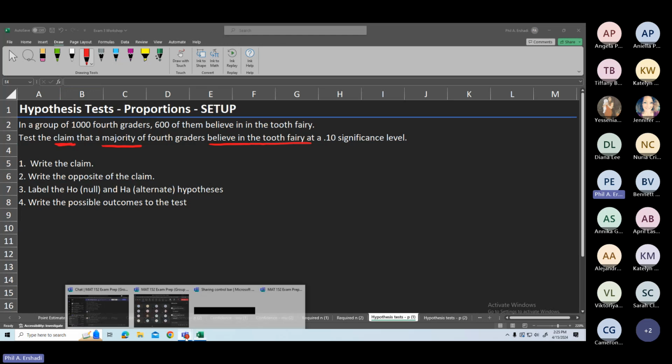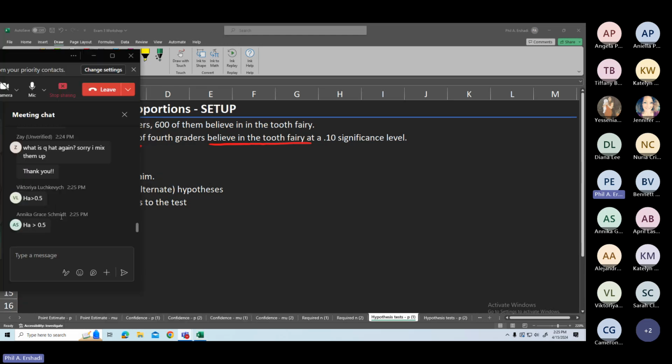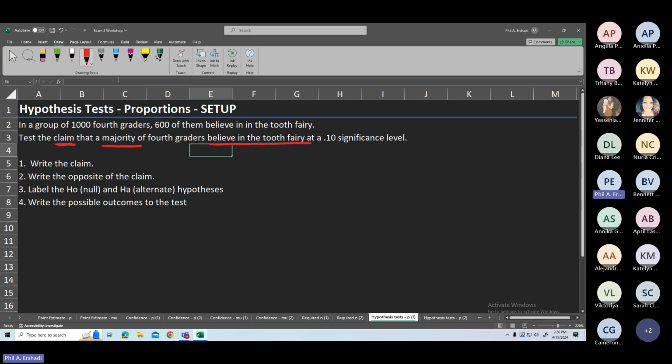Someone's already got a chat for me. I think someone might already know the answer. Yep, you already got it. So you are close. Okay. I want to amend this ever so slightly. So what they're saying here is that majority means greater than half. Greater than is this symbol. And half stands for 0.5.